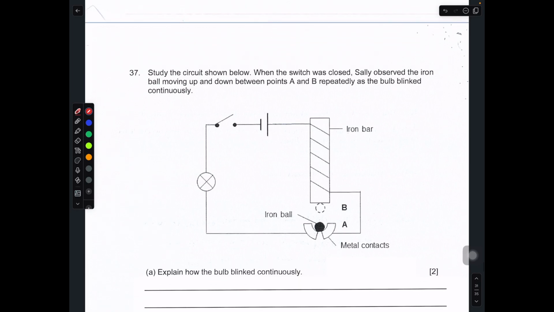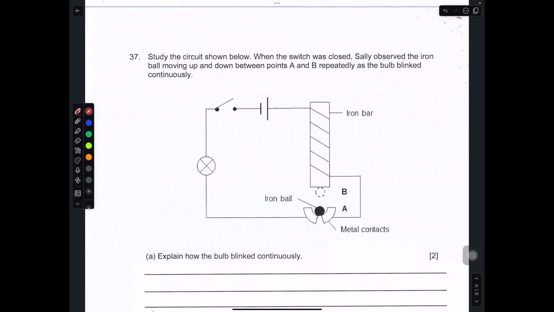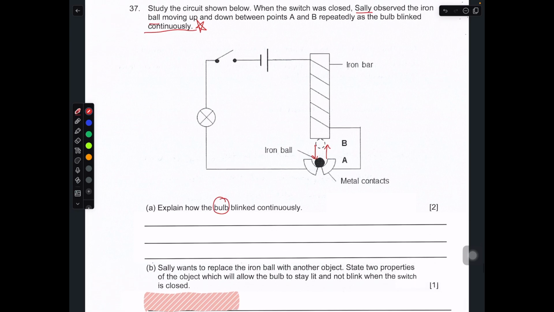Okay, study the circuit below. When the switch was closed, Sally observed that the iron ball moved up and down between A and B repeatedly as the bulb blinked continuously. Okay, this part over here, you have to take note. When the bulb blinks continuously, it means that it lights up and it doesn't light up. When it lights up, it's because the circuit is closed. When it doesn't light up, it's because it's open.